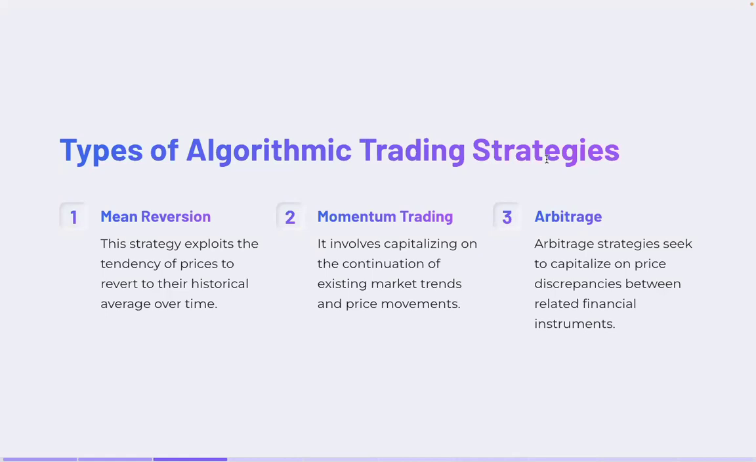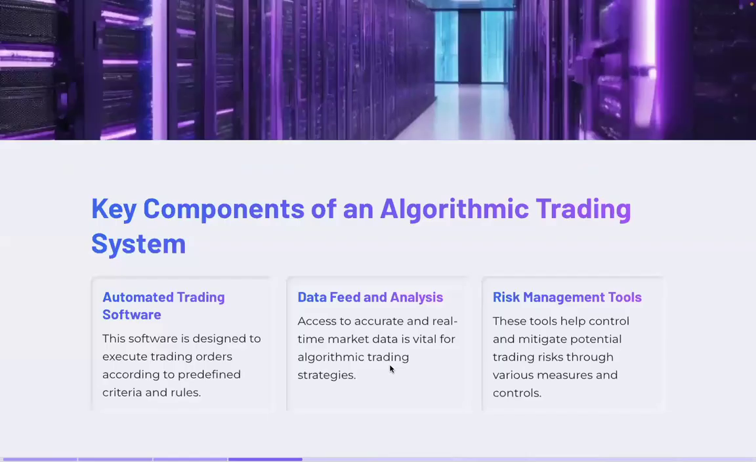And in terms of diversification, we talk about arbitrage. Arbitrage strategies seek to capitalize on price discrepancies between related financial instruments. If you can do it, that's a completely different level of algorithmic trading strategy. If you can do arbitrage, then you can, of course, very much reduce the risk of your trading. Right? So that's another story for arbitrage, but I wanted to mention it for you guys.